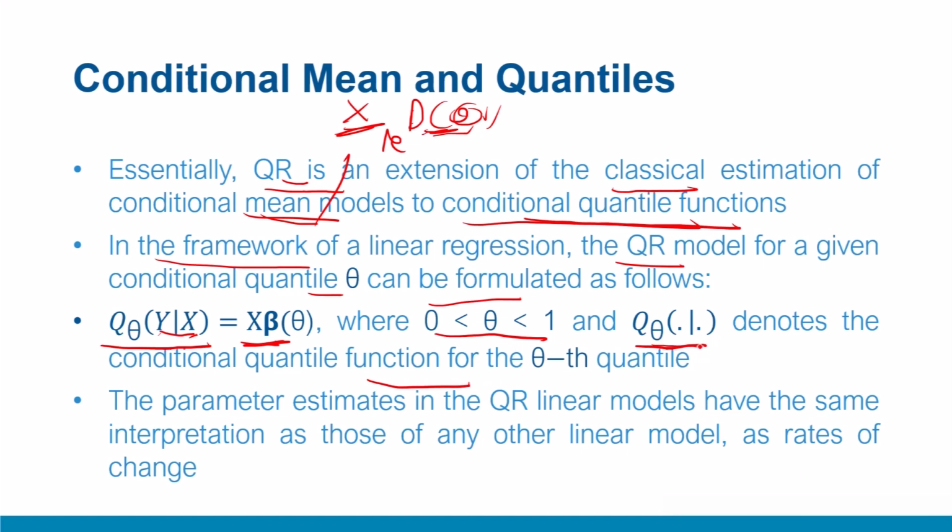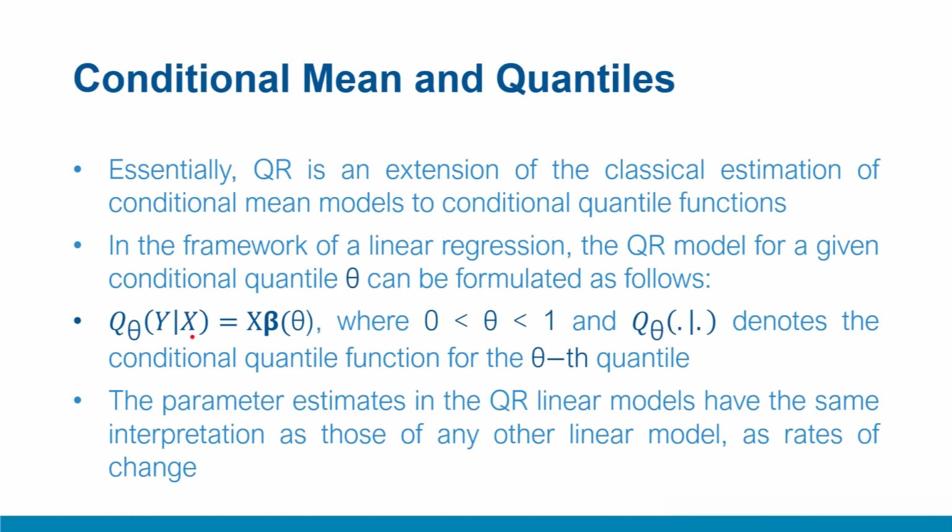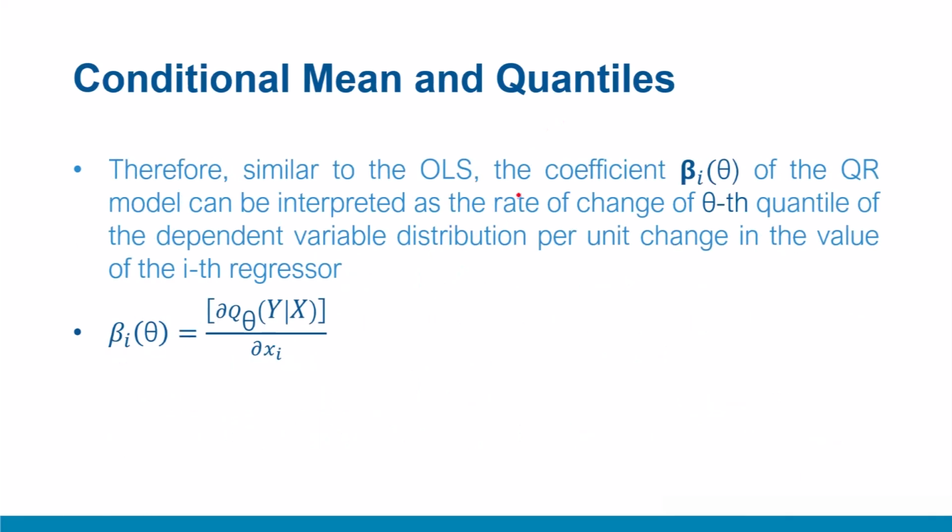I repeat, this Q theta is a conditional quantile function which represents the relationship or impact of x on y, which is quantile specific, captured by these parameter estimates which change with quantiles. Now, the parameters estimated here, these betas in the QR model, also have a similar interpretation to that of any linear model like we have in OLS, like rate of change.